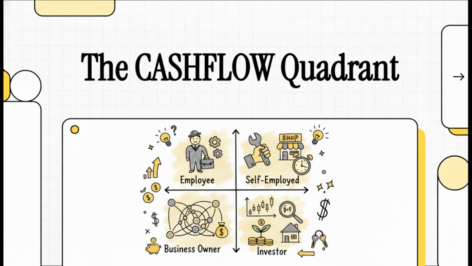Do you ever look around and wonder why some people seem to work way less but earn way more? Why financial security just feels easy for them, while so many others are struggling? Well, the answer isn't about working harder. It's about understanding this really powerful framework called the cash flow quadrant. And today, we're going to break it all down.